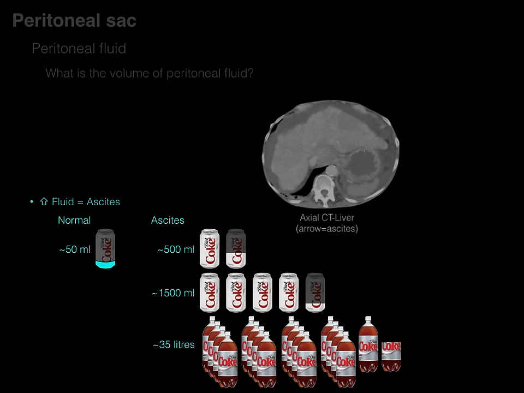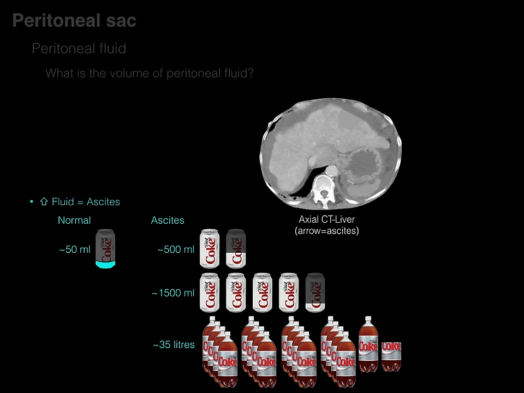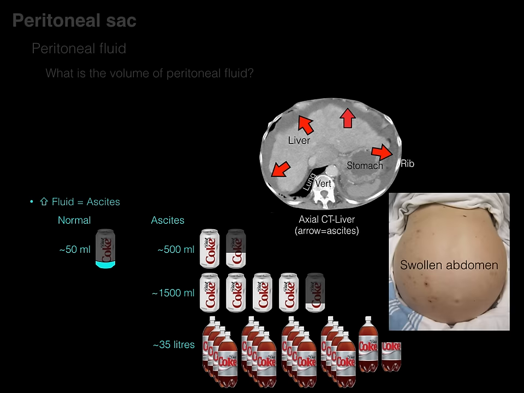And to give you an idea of what this looks like, here's an axial CT through the abdomen at the level of the liver. And there is a vertebra, like kind of some happy faces in dark. There you can see the bottom of the lung. And there's the liver. And then there's the stomach. And bright there, there's the rib. And there in those red arrows, that darker gray is showing this peritoneal fluid just filling that peritoneal space. So it can cause this big swollen abdomen by having that much fluid.